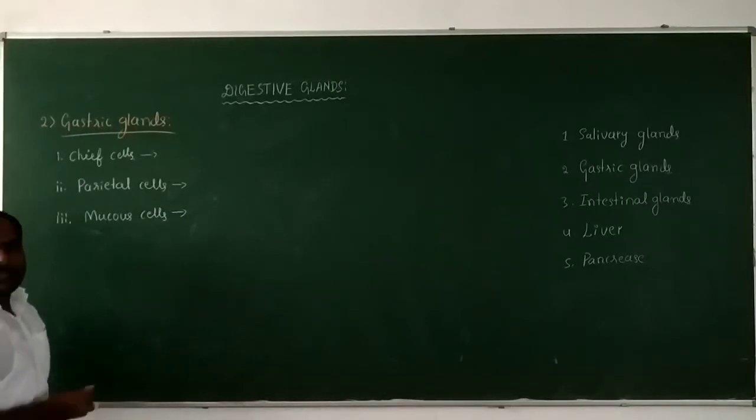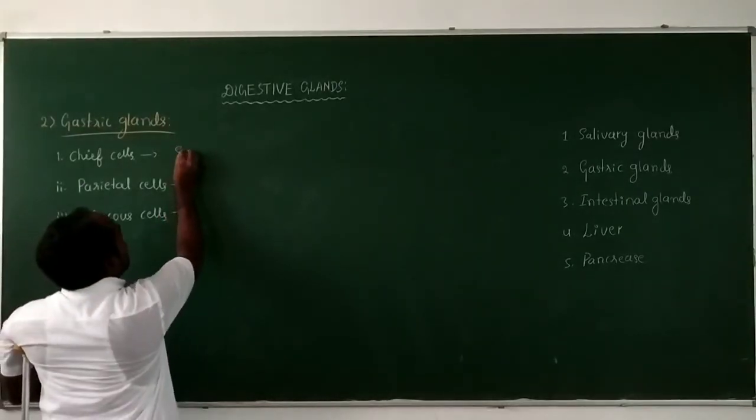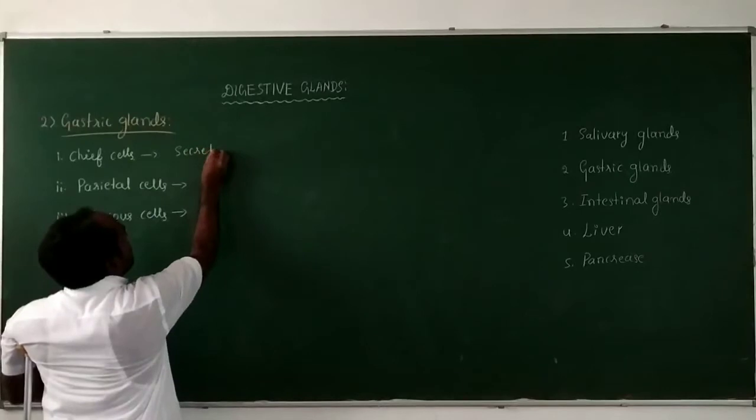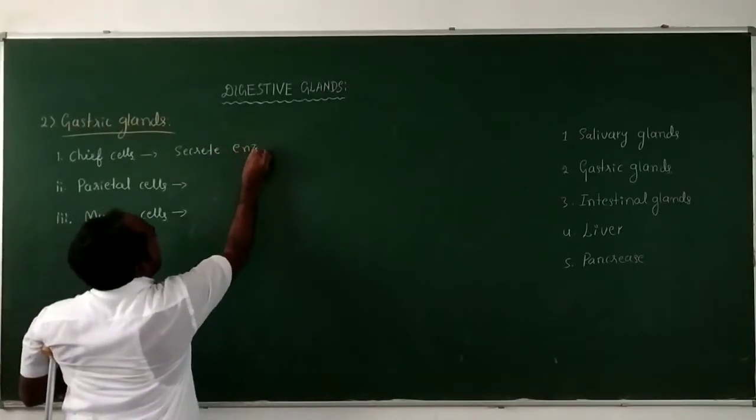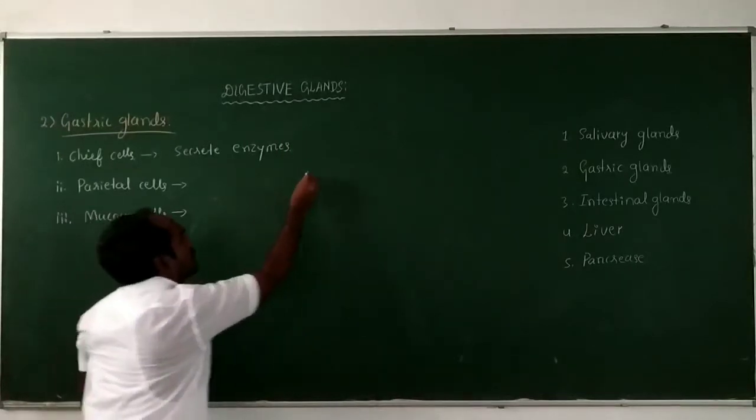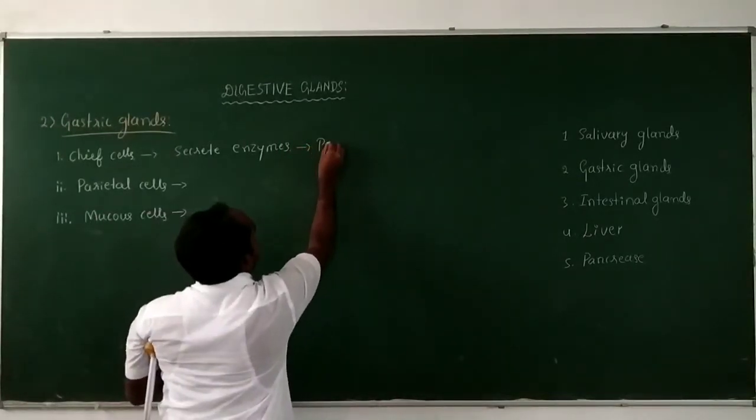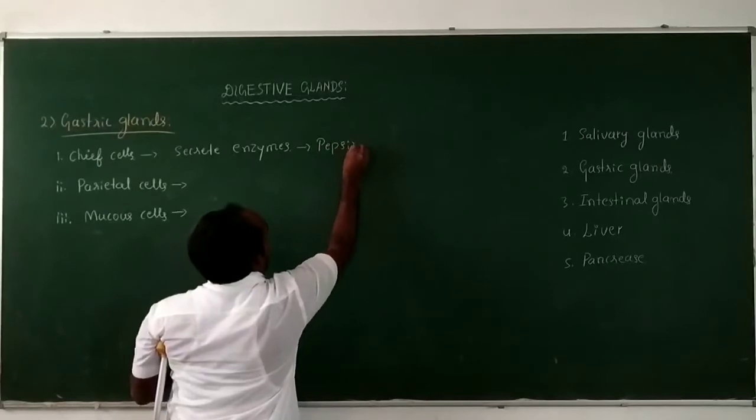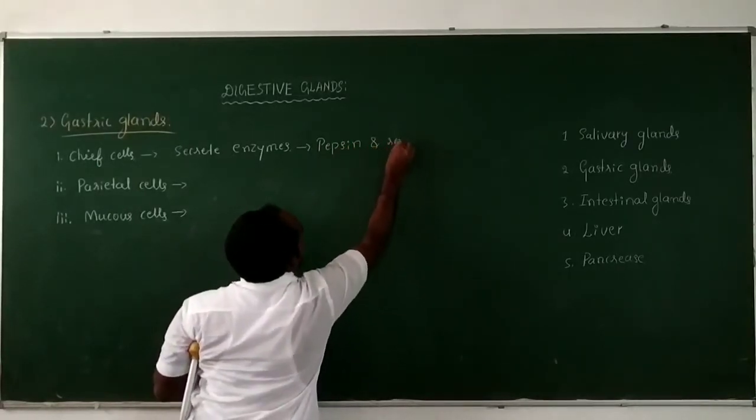What do chief cells do? Chief cells secrete enzymes. Which ones? Pepsin and renin.